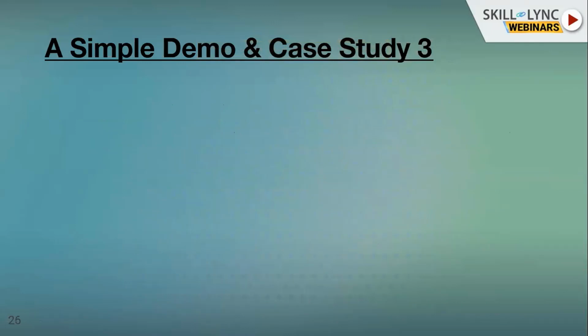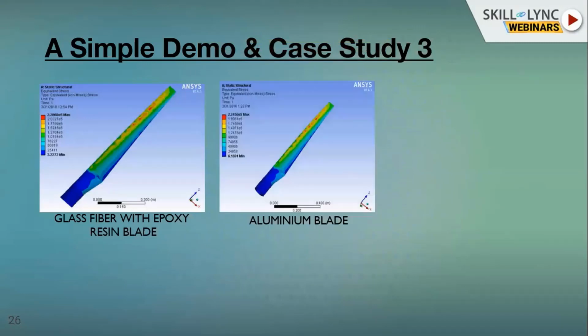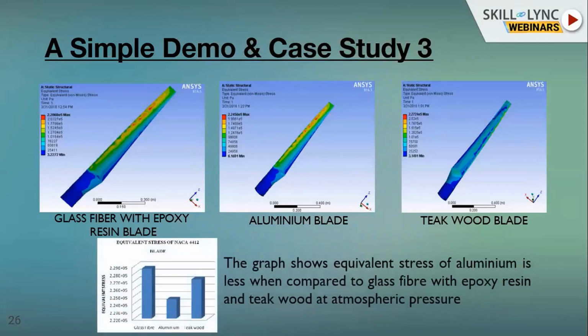So next is, after comparison of these three different models, in terms of equivalent stress, deformation and strain, what he has come to the conclusion is, you can see from the graph that aluminum, this is the aluminum, experiences less stress compared to other materials. Same was the case for strain and deformation. So he has selected aluminum as the best choice for the turbine blade.